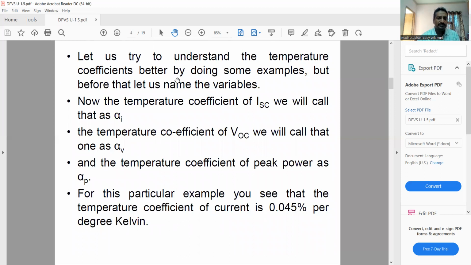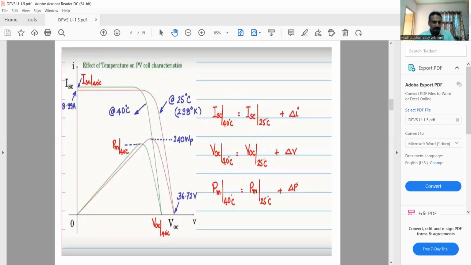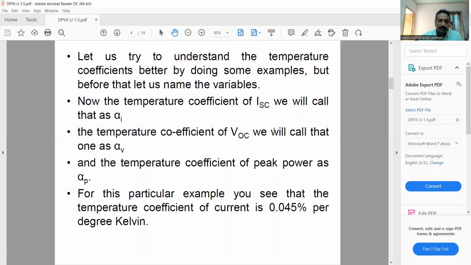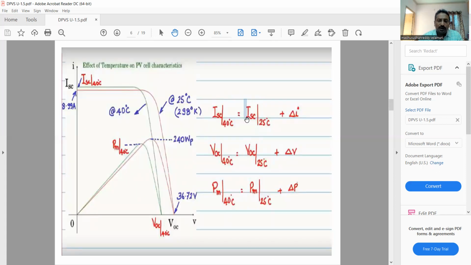So let us try to understand the temperature coefficient better by doing some examples. Here the temperature coefficient of ISC is alpha I, the temperature coefficient of VOC is alpha V, and the temperature coefficient of peak power is alpha P. For example, we'll consider ISC varying 0.045%, VOC minus 0.34%, and alpha P minus 0.47. Let me see what the formula is. I want to calculate the ISC at 40 degrees centigrade. First of all, the ISC at 25 degrees centigrade is already mentioned on the nameplate. This value is 8.99 amperes, plus we want to evaluate delta I. What is that formula? I'll explain later.